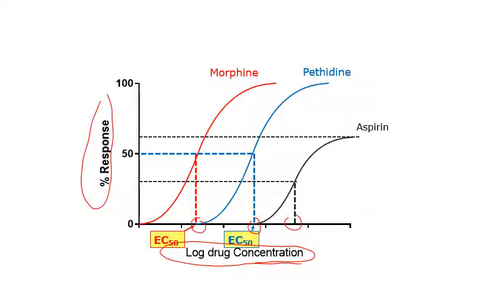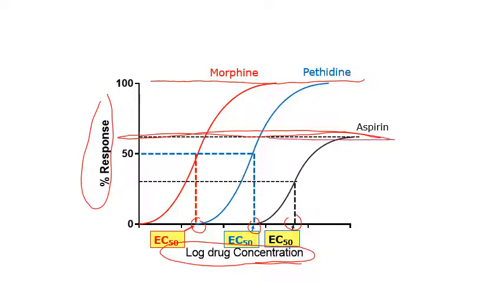In regards to efficacy, both morphine and pethidine can cause the same maximum response. Therefore, both of them are equally effective. While for aspirin, the maximum effect that can be achieved, even with increasing the concentration, is still lower than the maximum effect that can be achieved by morphine and pethidine. Therefore, aspirin is less effective than morphine and pethidine.